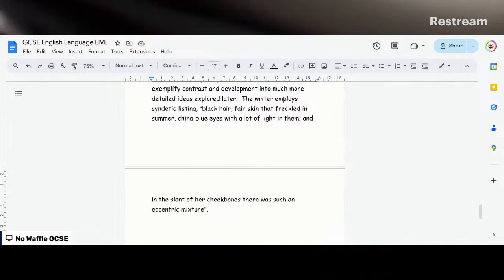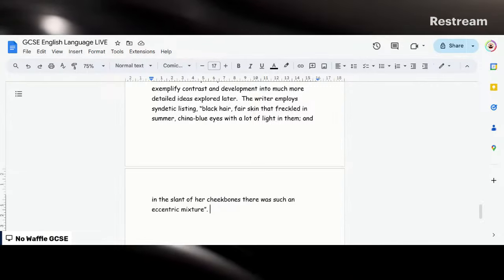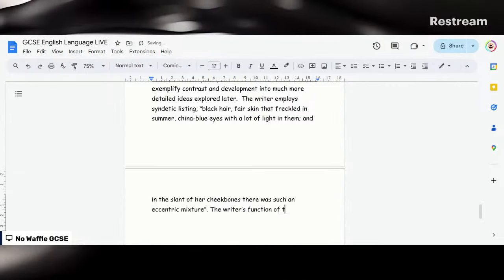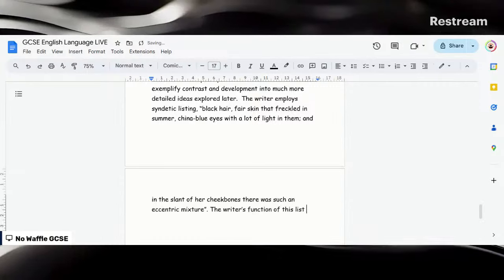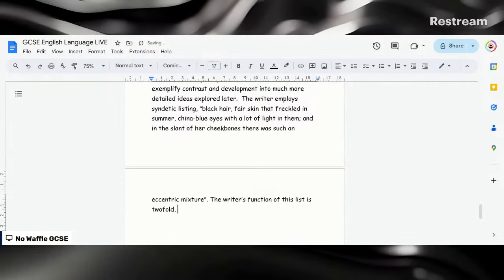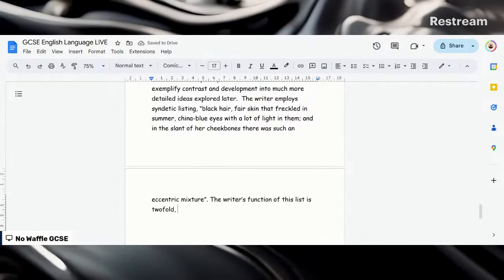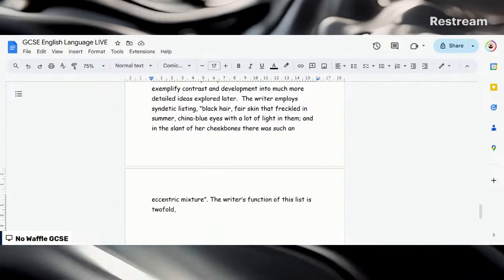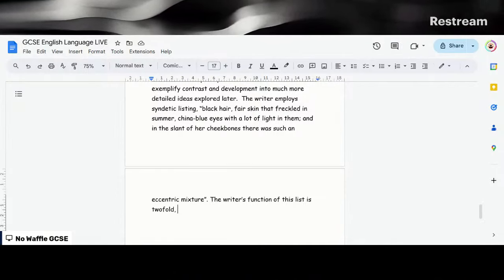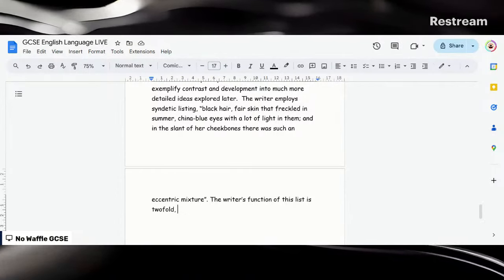So, the writer's function of this list is twofold. Now, it's always good to start with that if you want to tell the examiner that you're not just highlighting one bit, you're highlighting an in-depth analysis of something. So, the writer's function of this list is twofold.